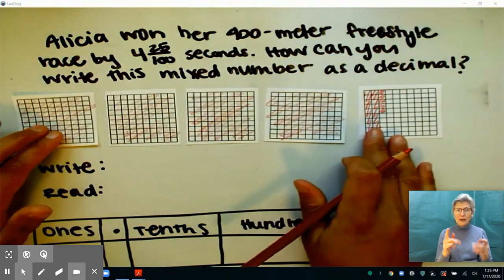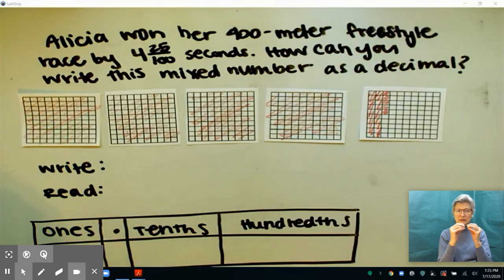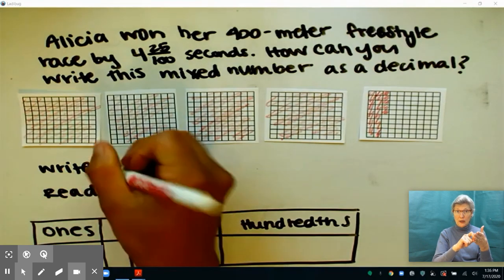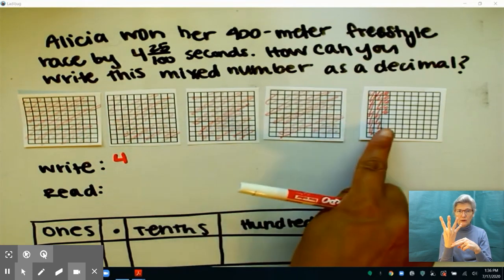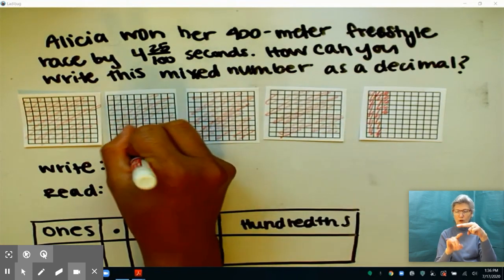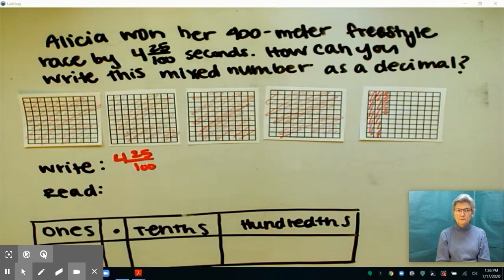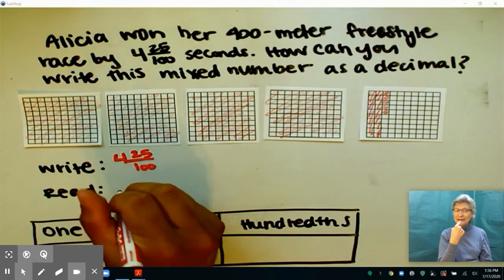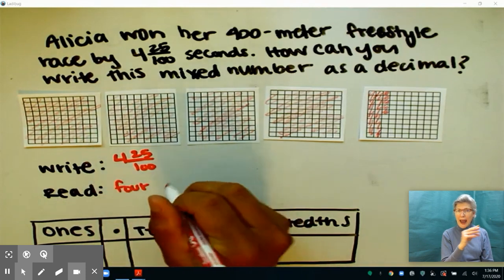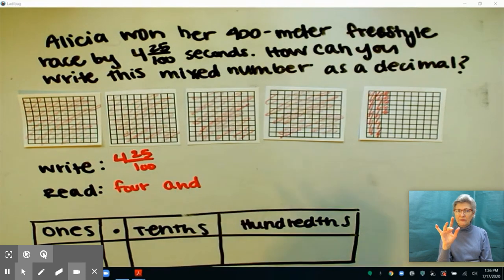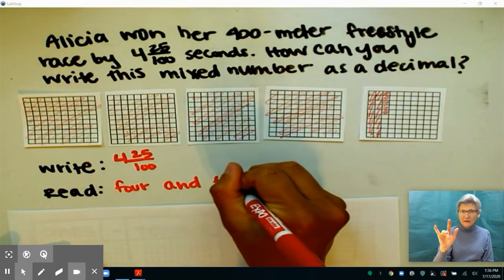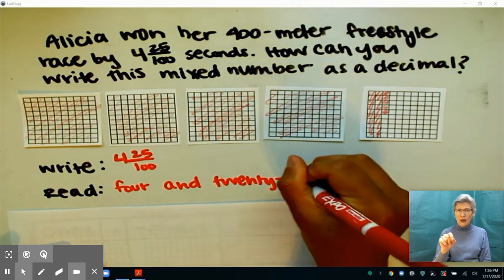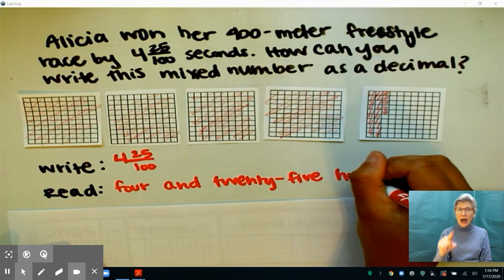All right, now I've visualized what this number looks like, and I know that when I write it in fraction form, I have my whole number 4, 1, 2, 3, 4, and then my fraction 25/100ths. When I read this, I would read it as 4 and, and that and is representing my decimal point. So 4 and 25/100ths.